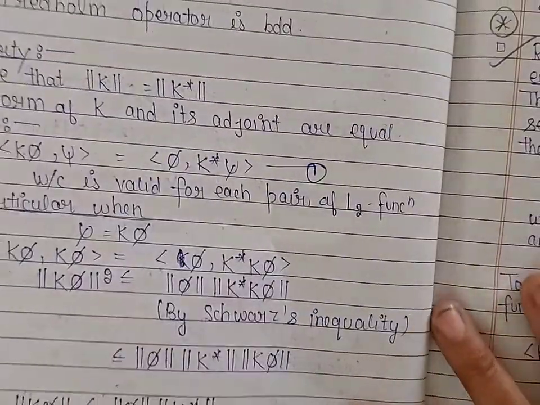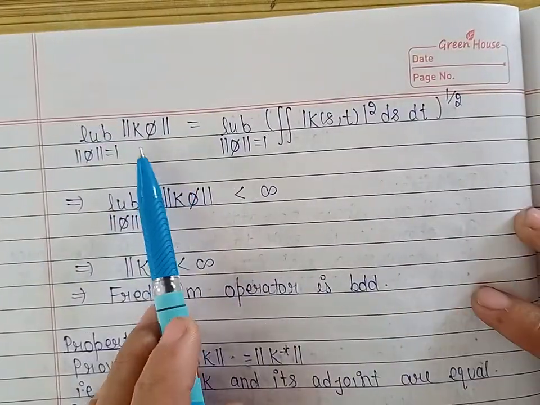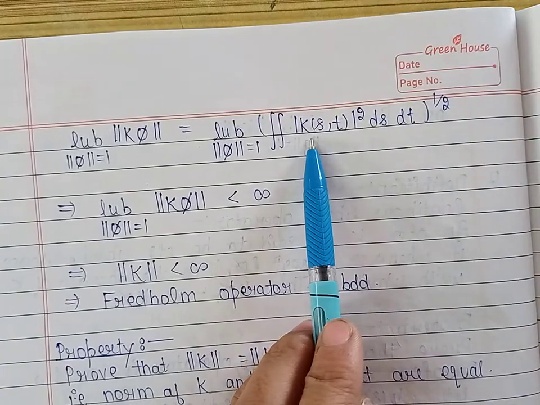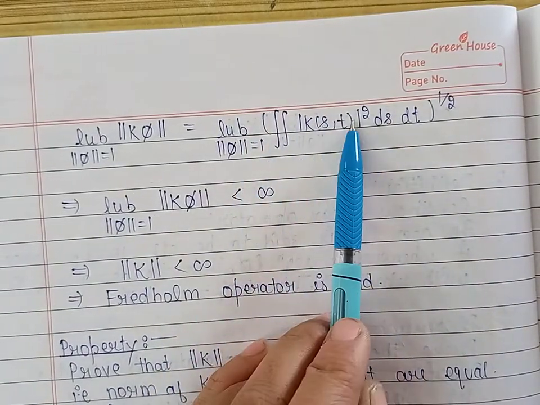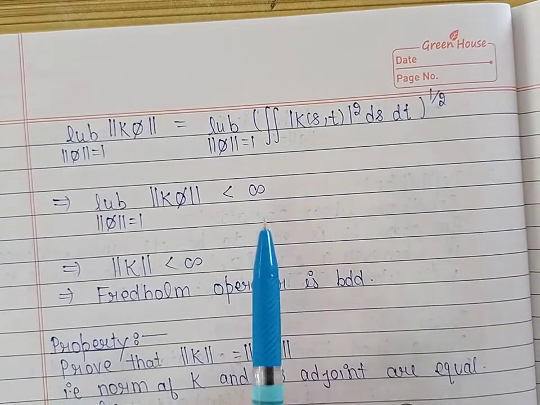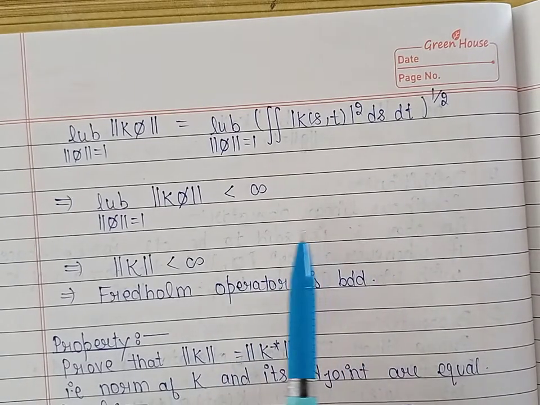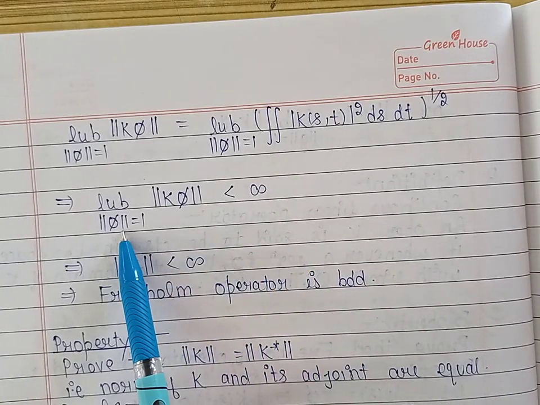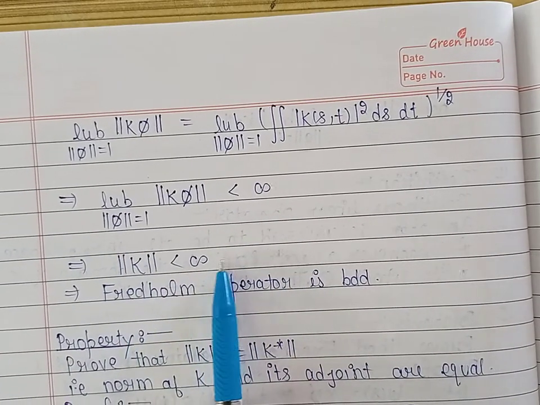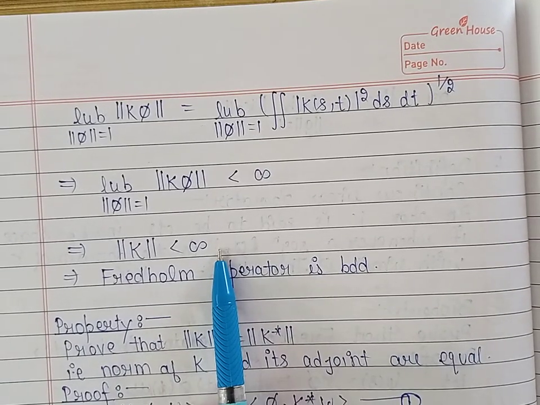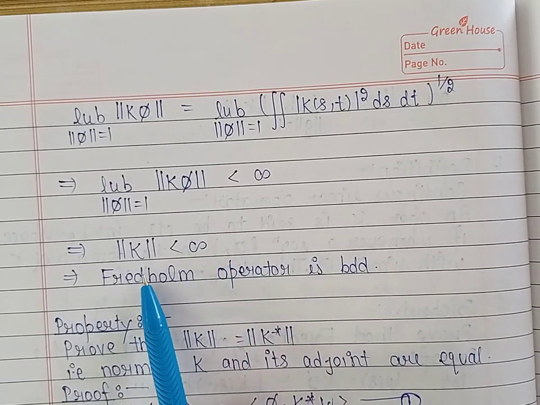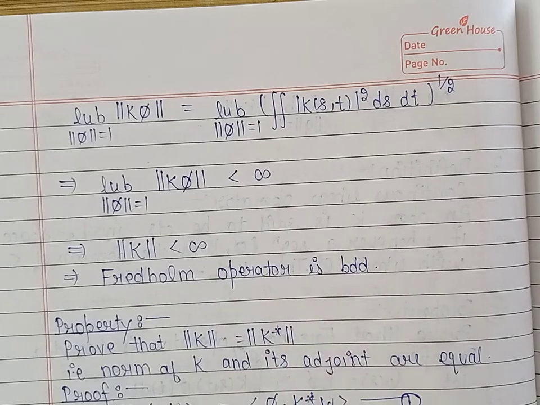Now because the kernel K is a square integrable function, this term will be finite, and therefore if we take the supremum over all phi of norm 1, we get the norm of K is less than infinity. So this proves that the Fredholm operator is bounded.